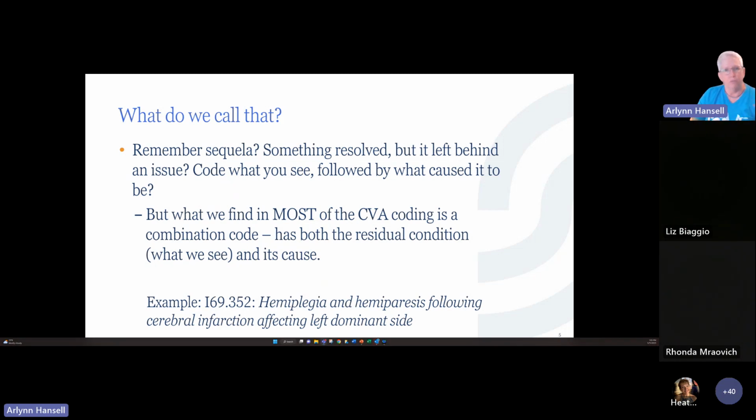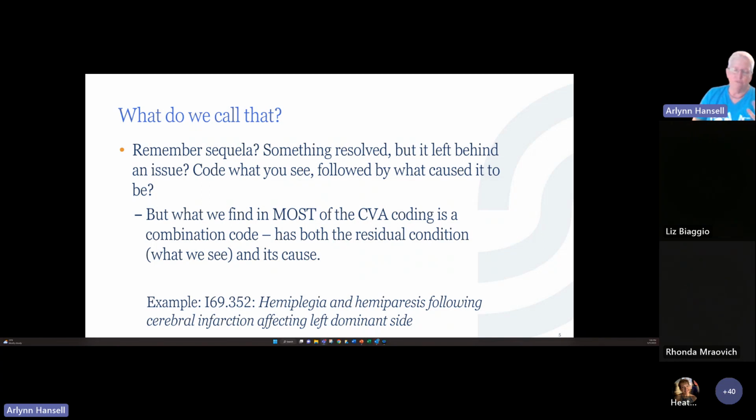So I always like to say when I'm talking sequela, code what you see followed by what caused it to be. Now, the stroke codes are pretty much combination codes. It has the residual condition and its cause in the one code. So, for example, one of our tried and true, the I-69.352.